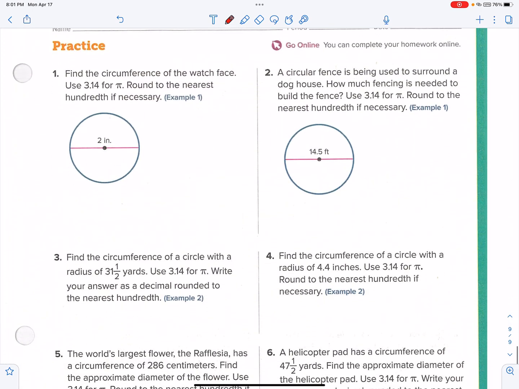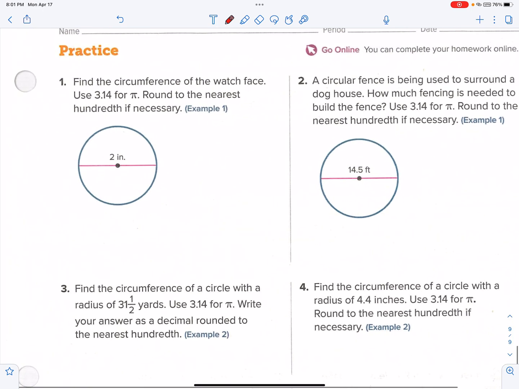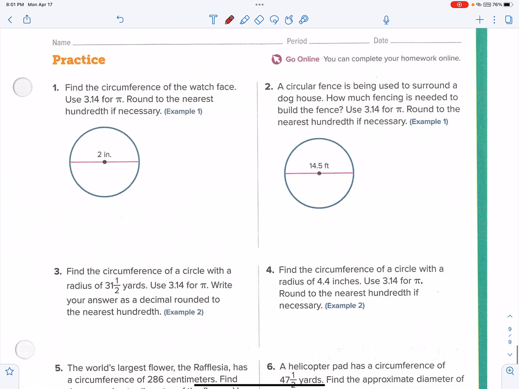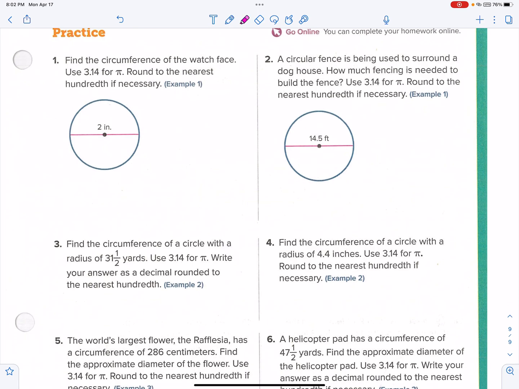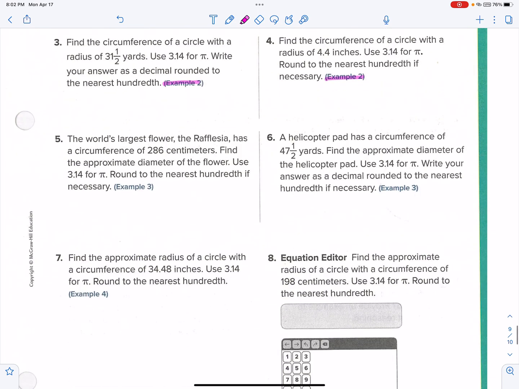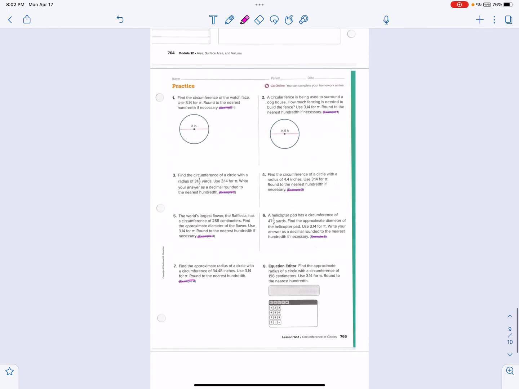All right, your homework is this. It's just the one page. It wants you to find the circumference of the watch face, a circular fence, all that. You can see if you need help, it lets you know which example you can look at to get help for these: example 3, example 3, example 4, and then your final one, number 8, tells you to find the approximate radius when given a circumference. Okay, so go ahead and try that homework out and see how you do.